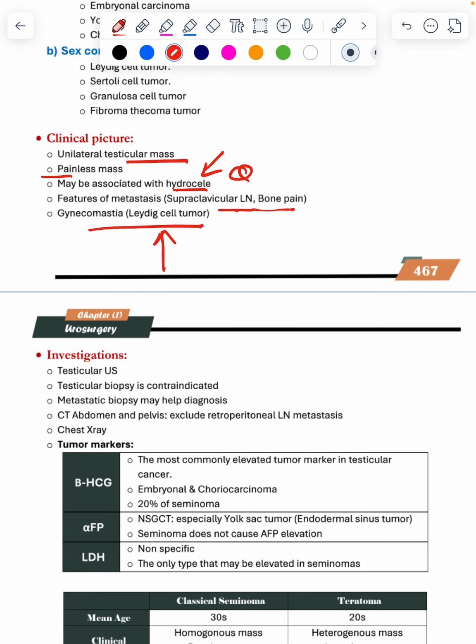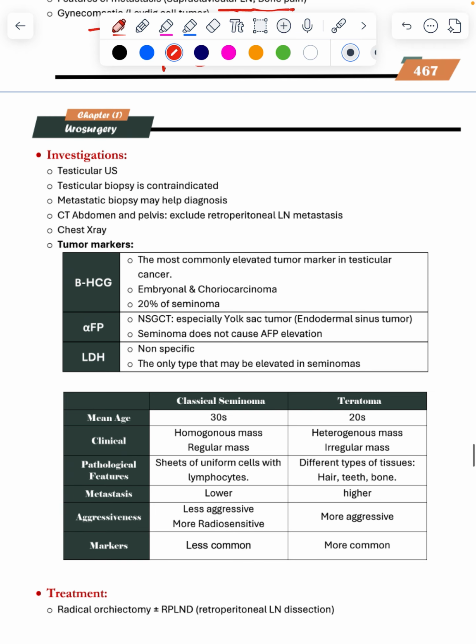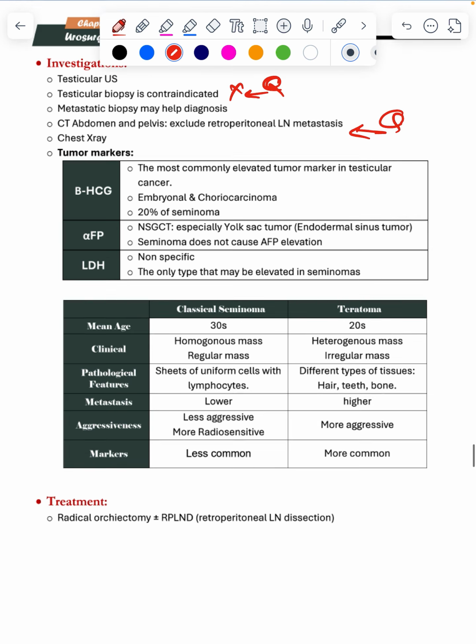Supraclavicular lymph node and bone pains, gynecomastia. So you have to evaluate the testis. Investigation: biopsy is never done. Question: metastasis is assessed by CT abdomen for lymph node metastasis.